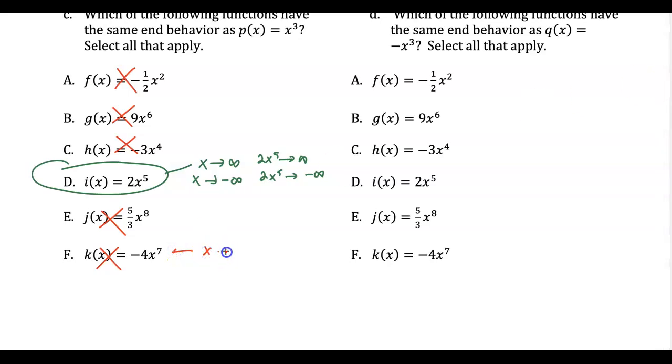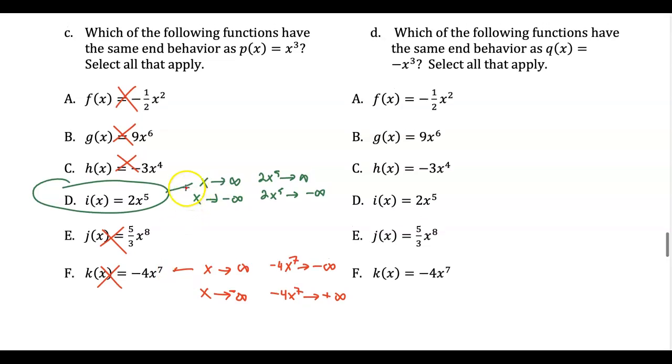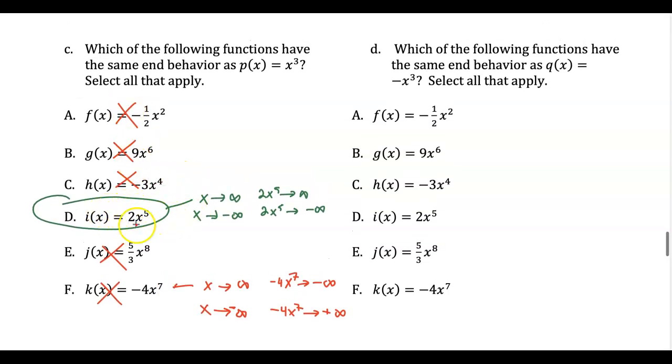right, as x goes to positive infinity, this negative 4x to the seventh is going to go to negative infinity, because x will be positive, but you'll be multiplying by this negative 4. And then similarly, as x goes to negative infinity, this will be like negative 4 times negative infinity. So it'll be a positive infinity, right? So it's similar, but they're not exactly the same. It has to be both a positive coefficient and the same parity in the exponent, either even or odd, okay?